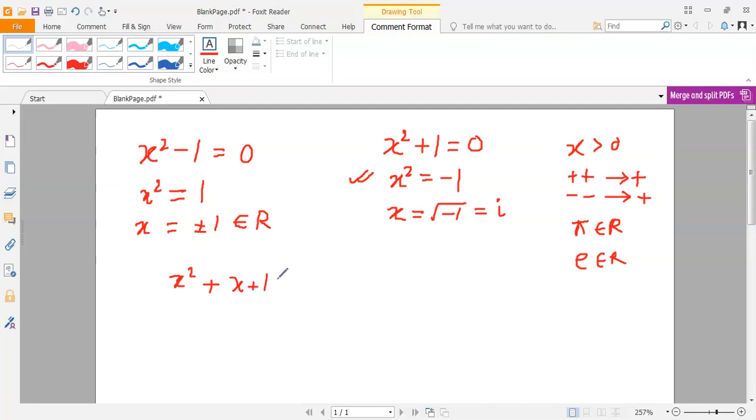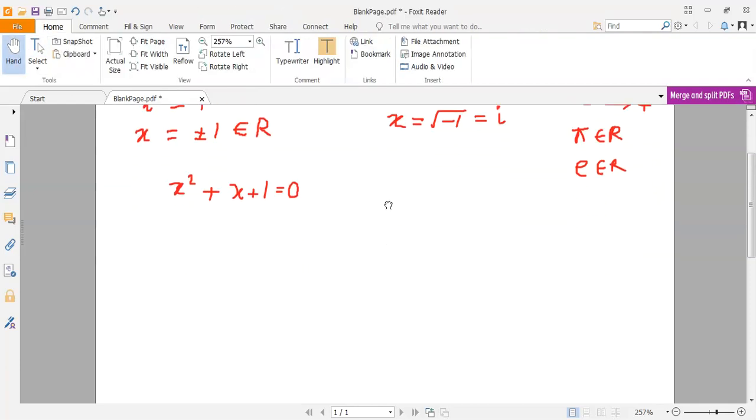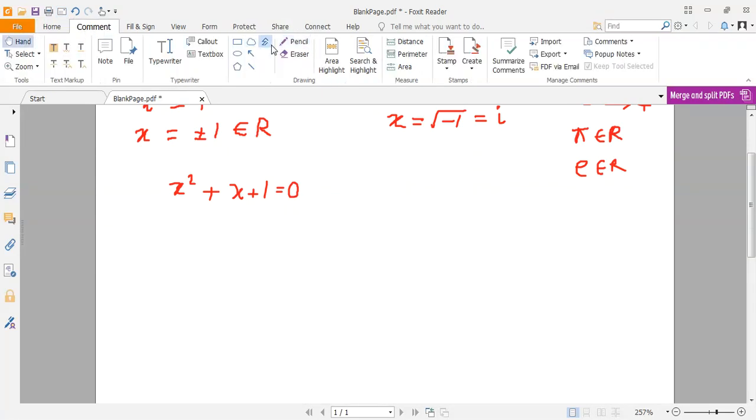x square plus x plus 1 equal to 0. I don't know if it'll give me the solution that I want. If it doesn't, I'll have to change the equation to suit my needs, but let's see.